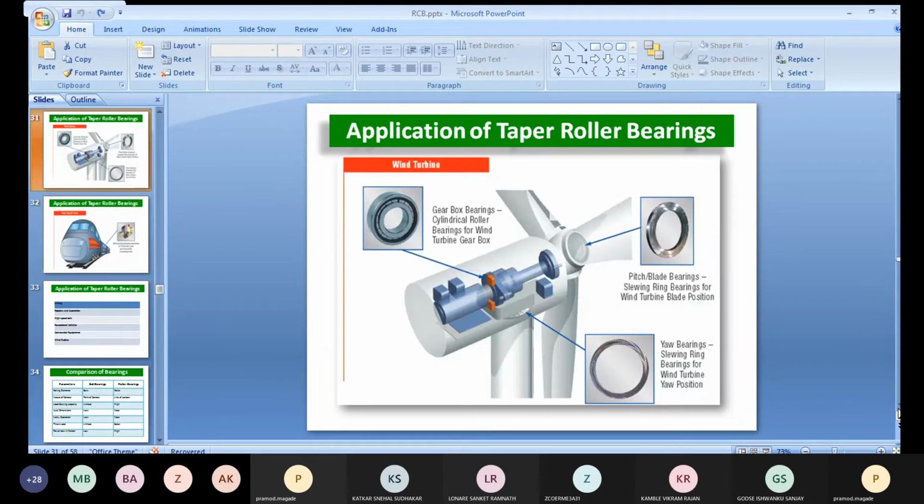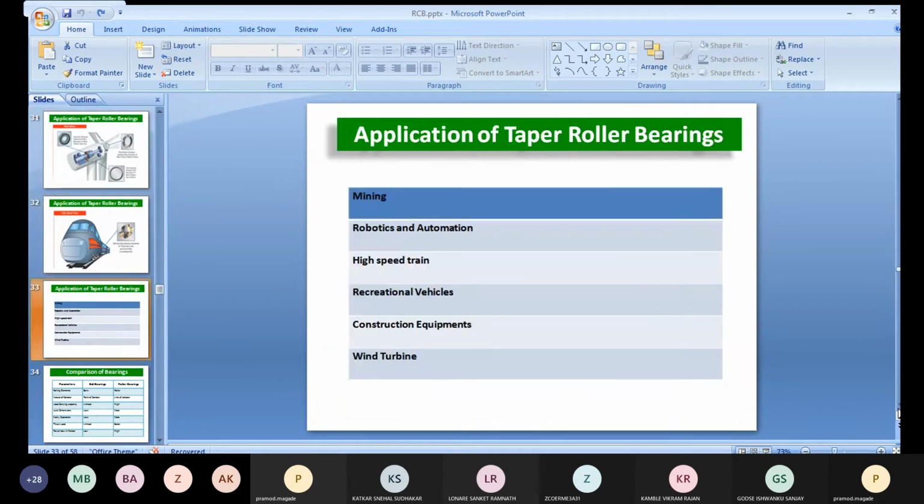Next parameter is basically application of roller bearing. We have already written the applications of ball bearing. So this kind of applications are there. It can be used in robotics and automation, trains, vehicles, construction equipments.